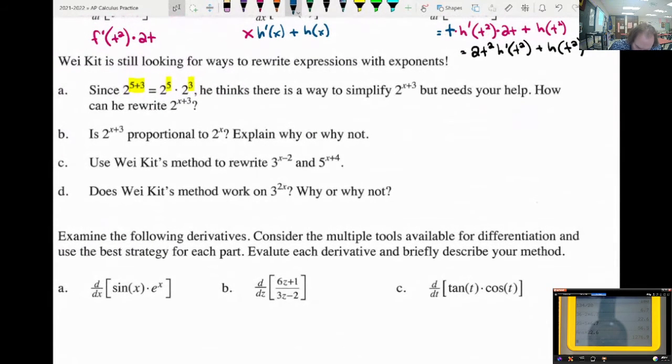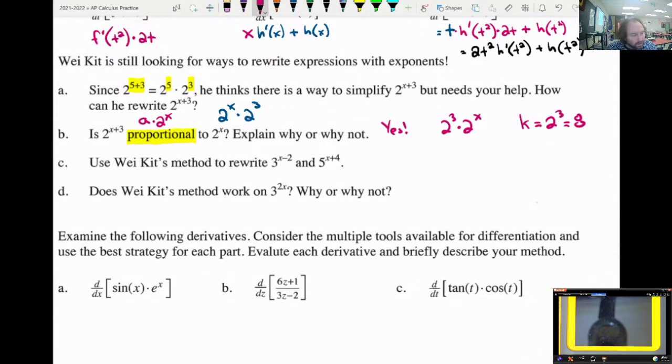Well, if you follow the same pattern, you're just going to have 2 to the x times 2 to the 3rd power. That's the way you want to write that in part A. 2 to the x times 2 to the 3rd. So the question here is, is 2 to the x plus 3 proportional to 2 to the x? Proportional means that you can write it as a multiplication, a times 2 to the x. And you totally can. In this case, you have 2 to the 3rd times 2 to the x. The constant being multiplied is 2 to the 3rd power, which is just 8, if you really want to think about it that way. So yeah, 8 is the proportionality constant in this case.